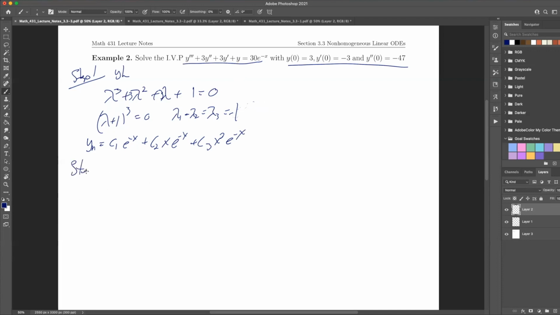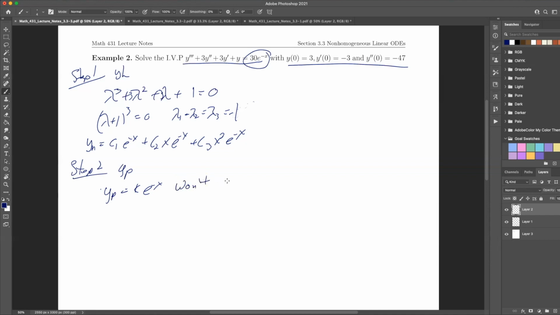Step 2 is we're going to find our y of p. So in this case, what are we going to guess? Well, we want to guess this, right? We're going to guess that y of p is equal to some k e to the minus x. Is that what we're going to guess here? And the answer is no, it won't work.